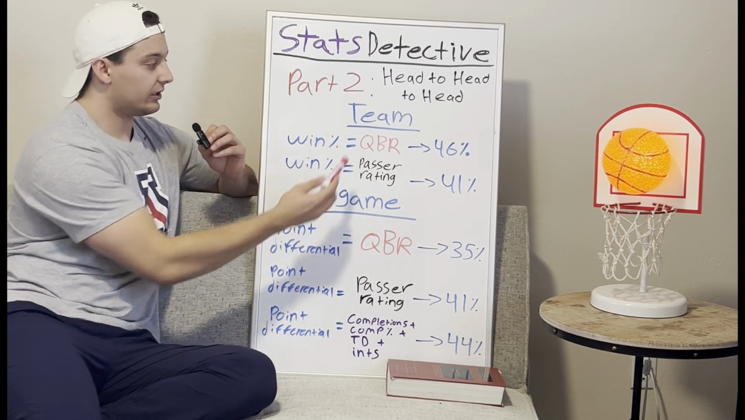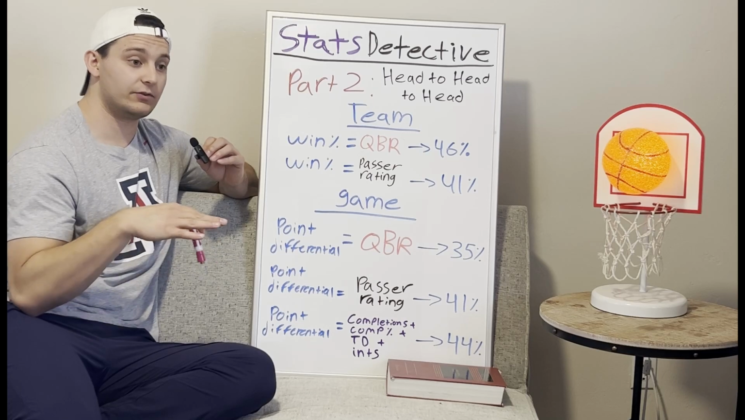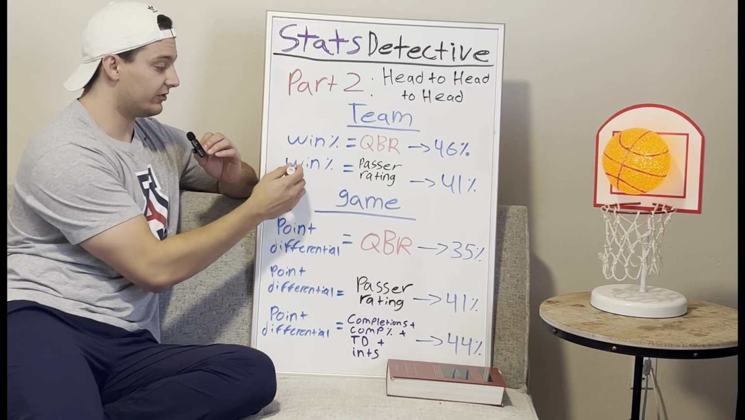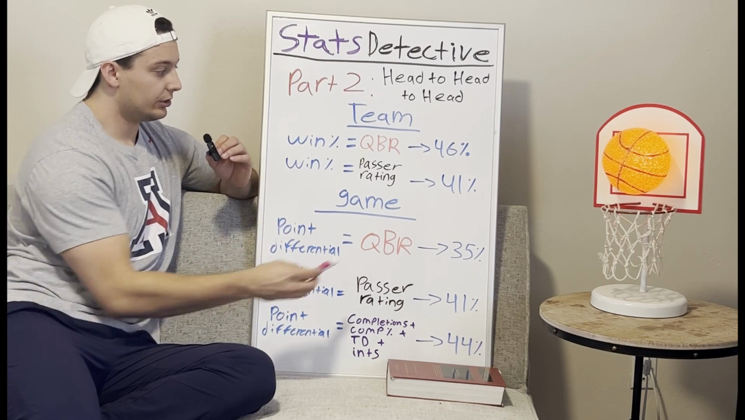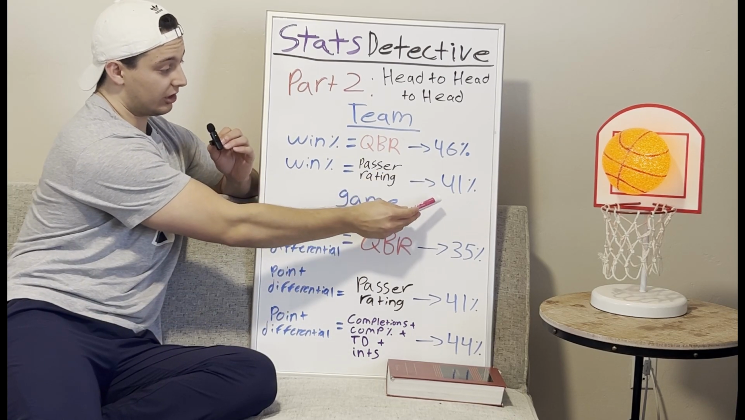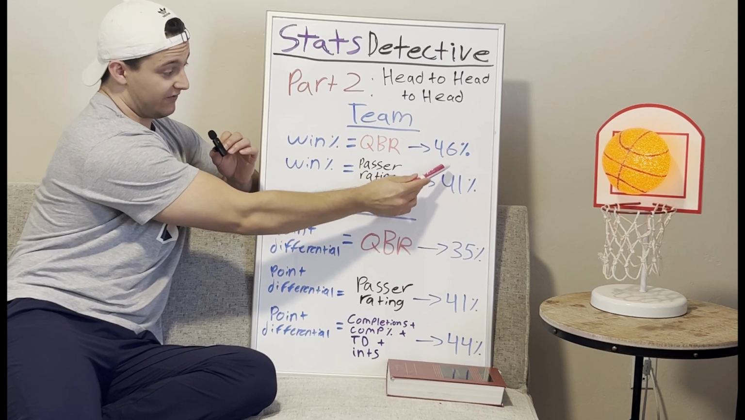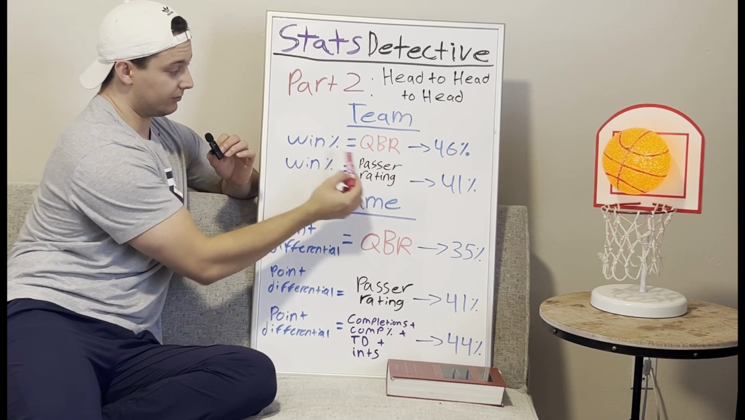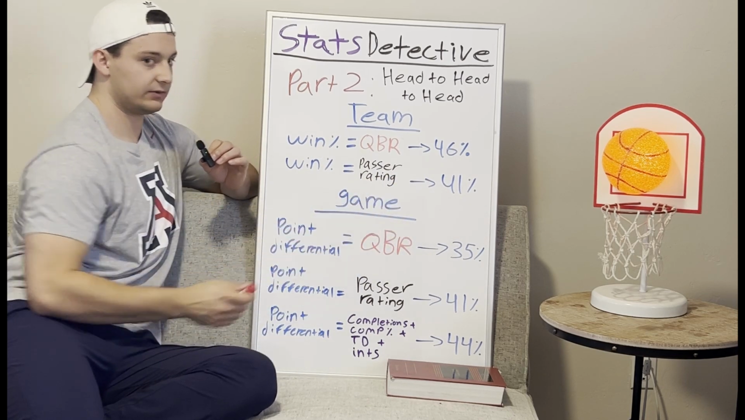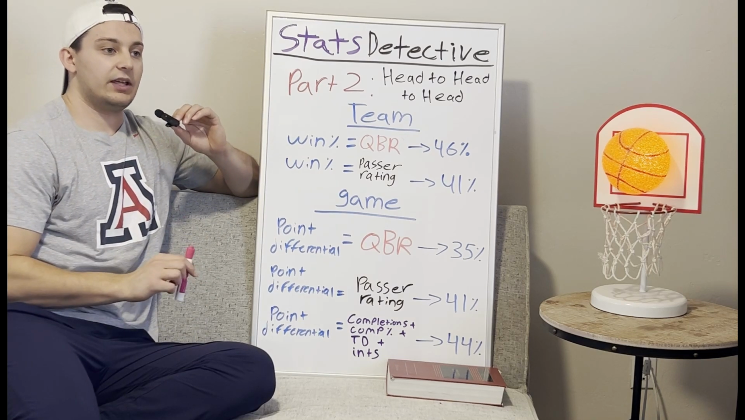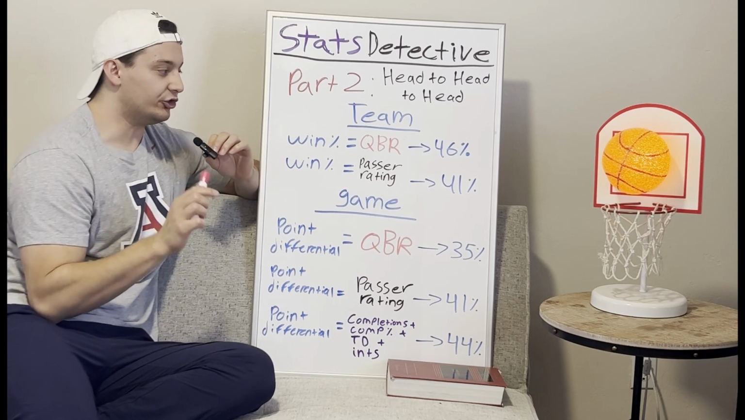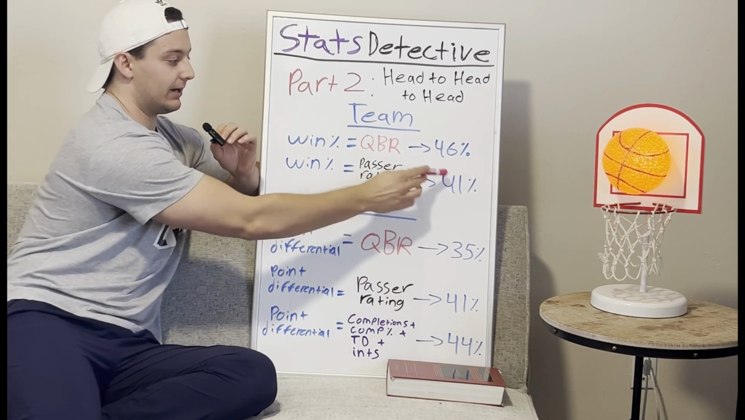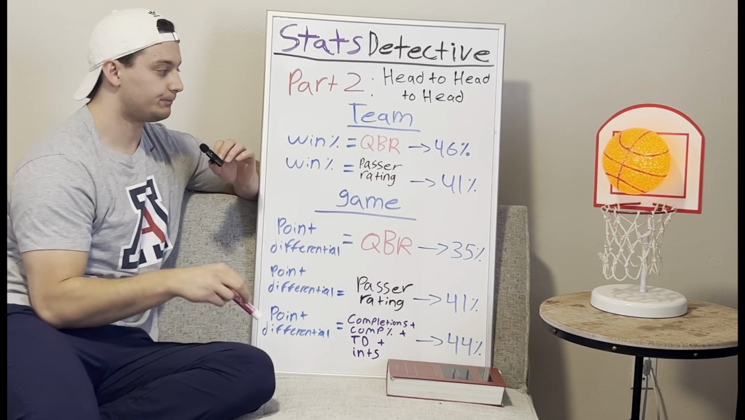To begin, if you're looking at overall team data, so this is across the whole season, you're taking win percentage and you're using passer rating or QBR to predict win percentage. QBR does a better job, like a 5% better job of predicting win percentage than passer rating does.